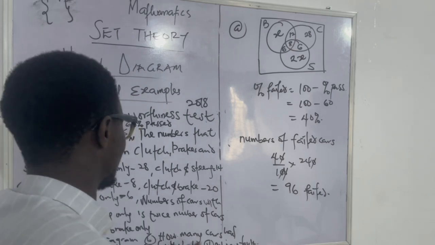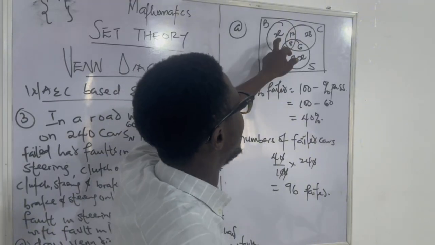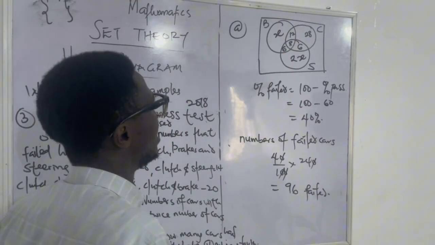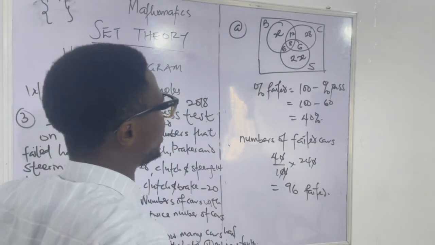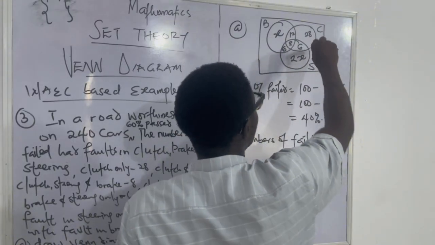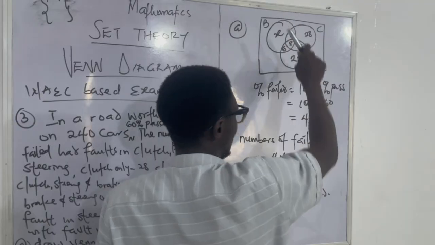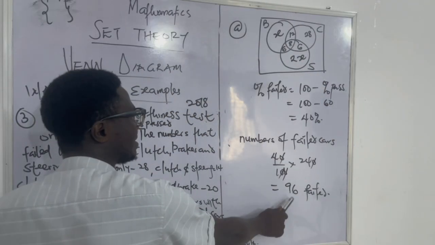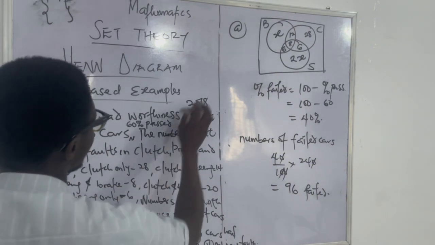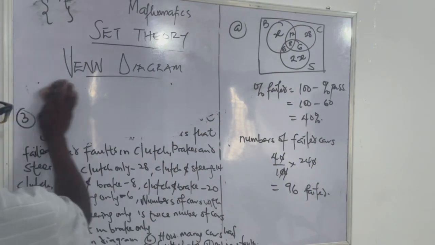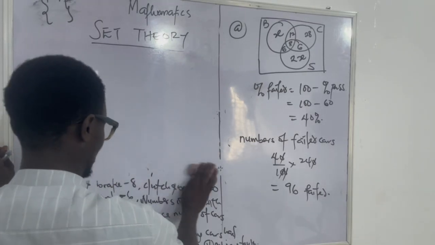So how many cars had faulty brake? Then we need to find x first. We need to find brake only. Then what we need to do is to add all these data, all these faults, and equate them to 96 cars that are faulty.